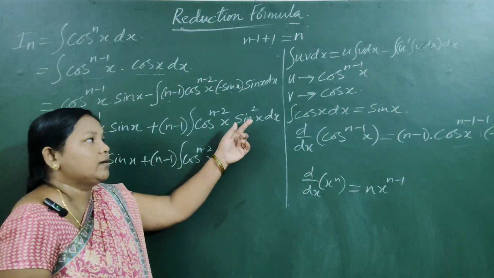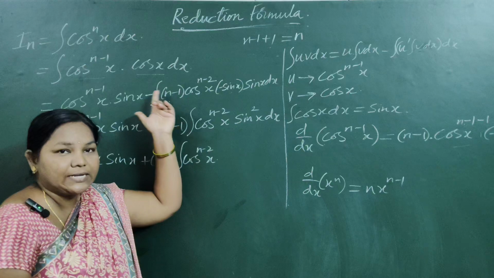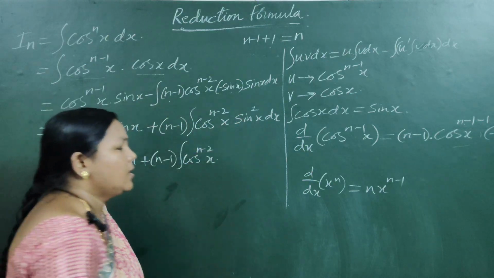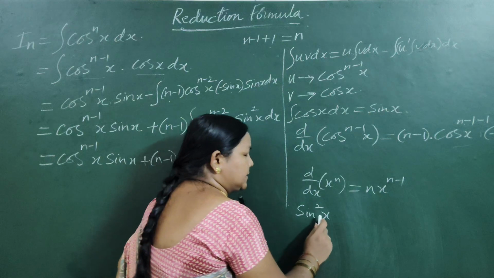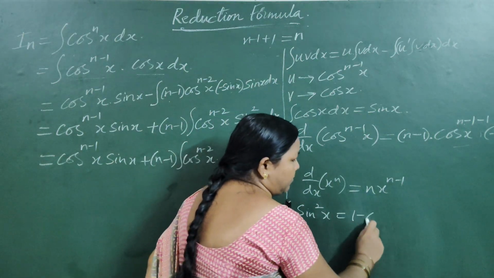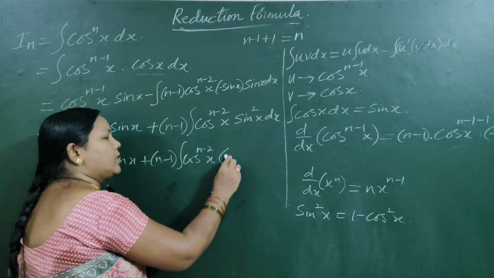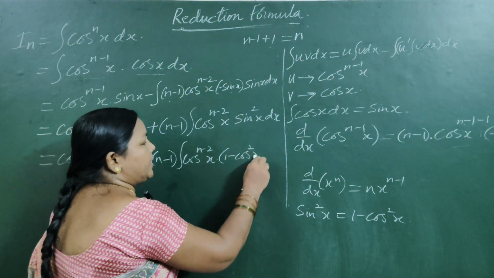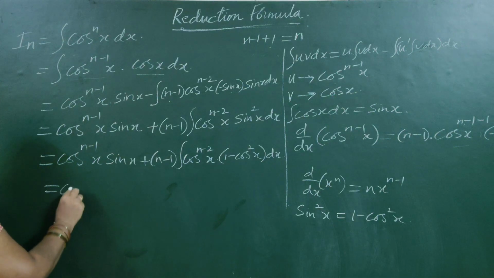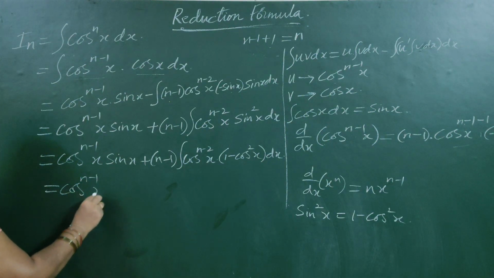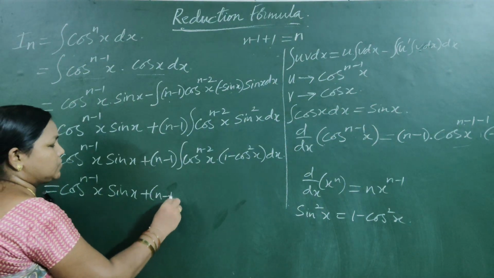Here we have to convert sin in terms of cos because the question is in terms of cos x. How we can write sin square x in terms of cos? That is sin square x equal to 1 minus cos square x. This 1 minus cos square x into dx. Cos power n minus 1x sin x plus n minus 1.